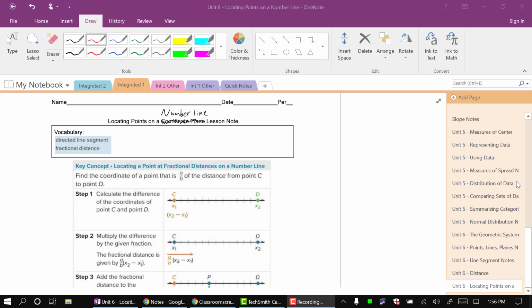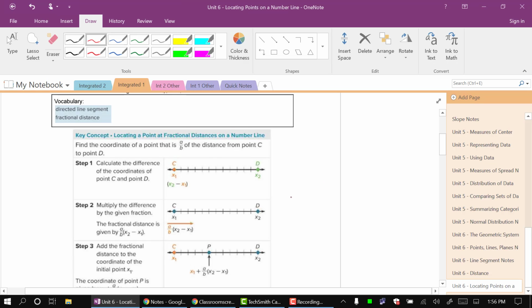Today we're going to be working with locating points on a number line. So we have two vocabulary words and then we have our key concepts. Let's take a look at our key concept. With our key concept, what we're doing is finding the coordinate of the point that is A/B, or A divided by B, of the distance from point C to point D.